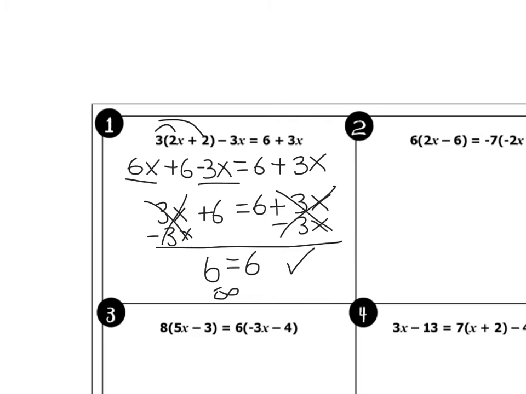No matter what number you choose for x, this equation would be true. The left-hand side would be equal to the right-hand side. Let's take a look at number 2.